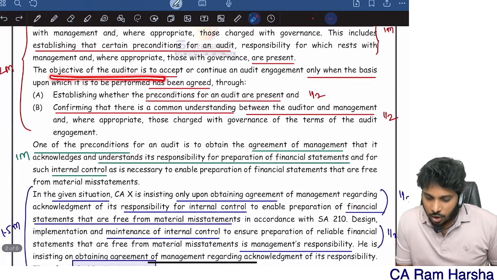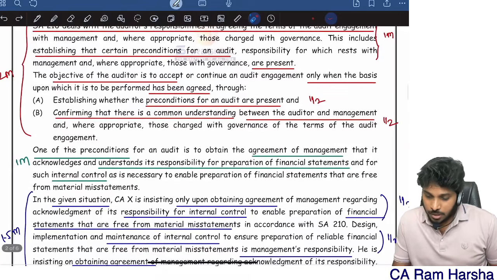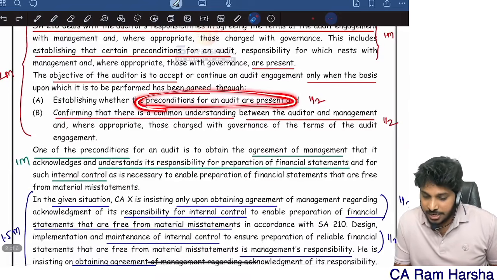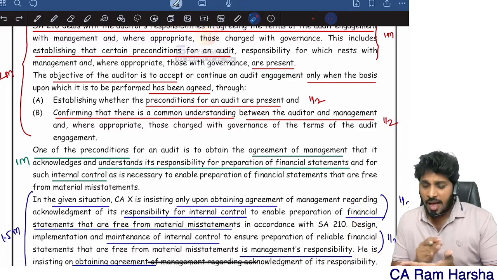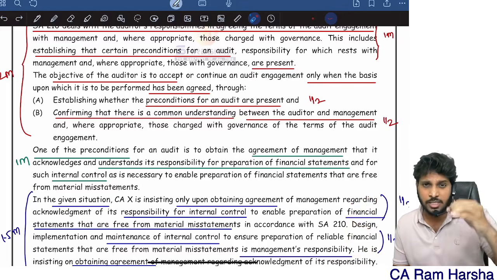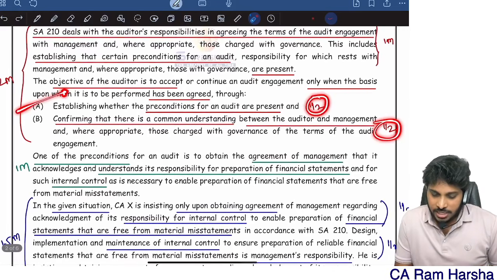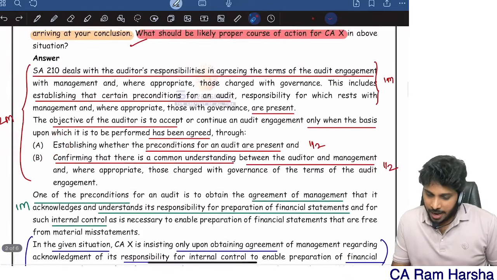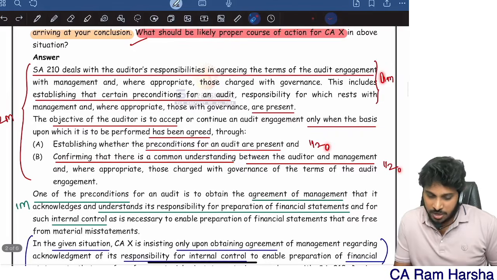The objective of the auditor is to accept the engagement only when the auditor has agreed with the following. What are they? Establishing whether preconditions are present, and confirming that there is a common understanding between the auditor and management or those charged with governance, as the case may be. For that, half mark. So preconditions are present, common understanding, and SA 210 reference. If these 3 points are there, totally 1 mark plus half mark, totally 2 marks.